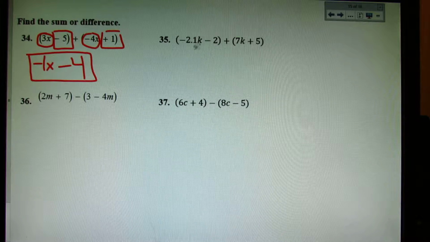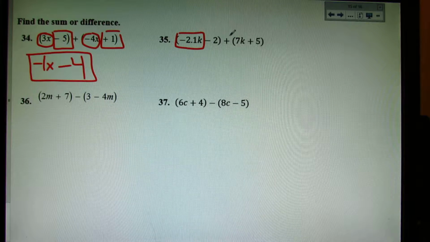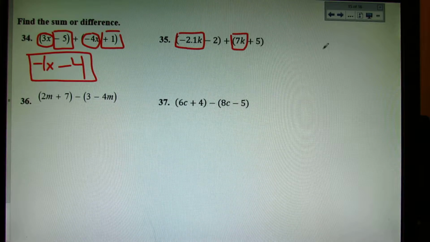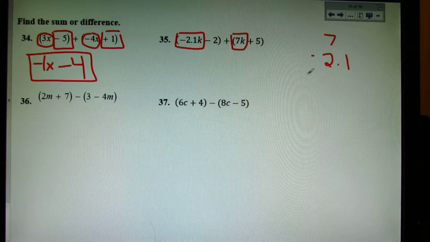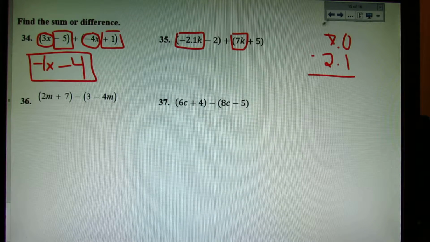All right, keep it going. Same concept. Don't let those decimals freak you out. I have negative 2 1/10 k, and I have 7k. In my calculator, I can do this out in hand. I'm going to have to do it right now because I don't have a calculator handy with me. I'm going to have to different sign subtract.